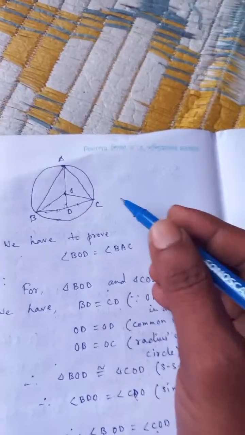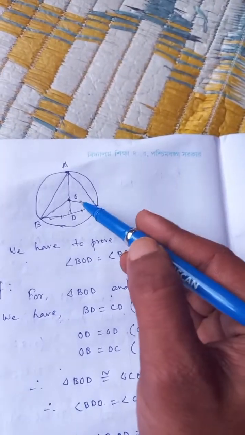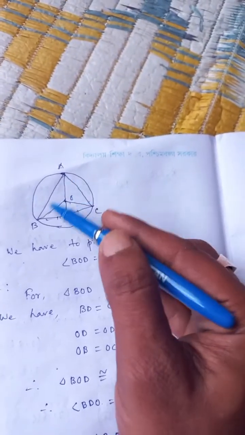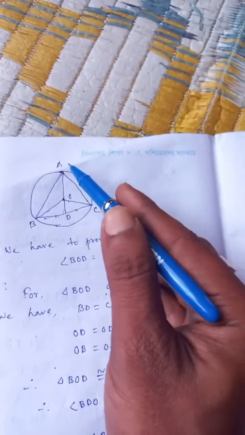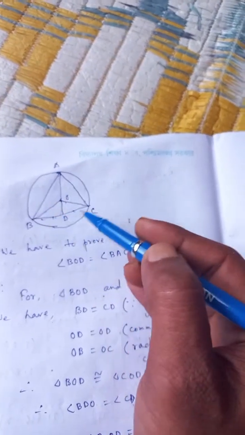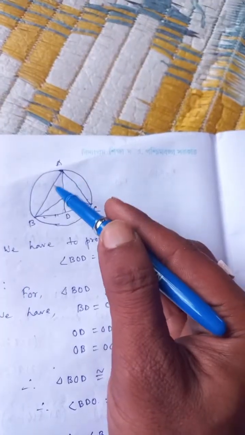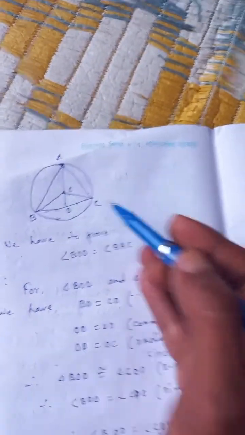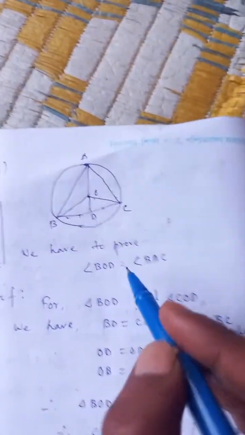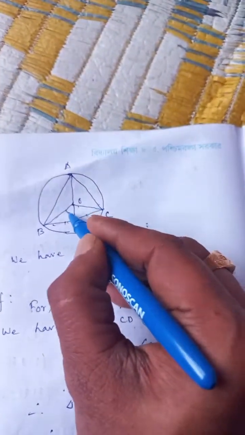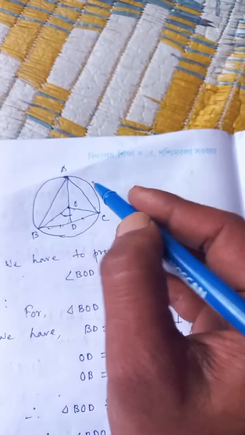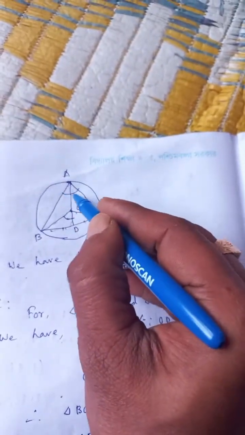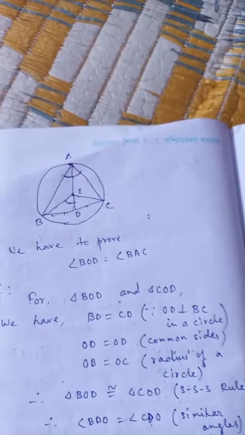You can follow this. Like this, O is the circumcenter, ABC is the triangle, and a circle goes through the points A, B, C. Now here we have to prove that angle BOD, this angle, is equal to angle BAC, this angle. How can we prove this?